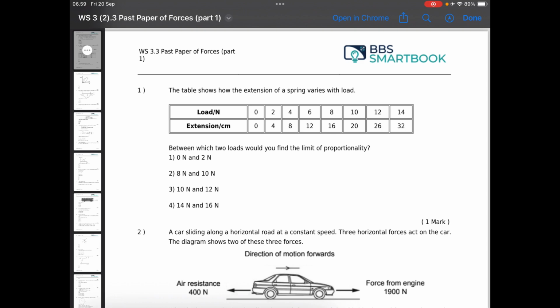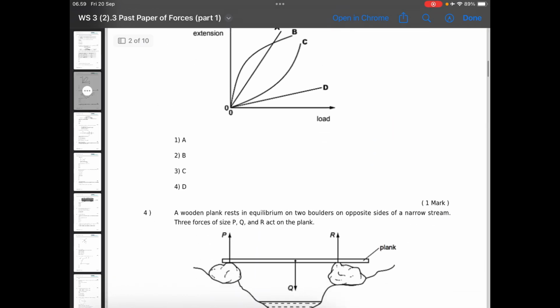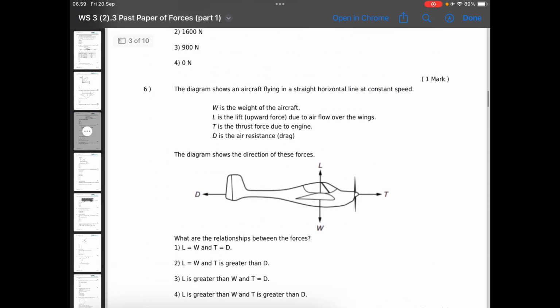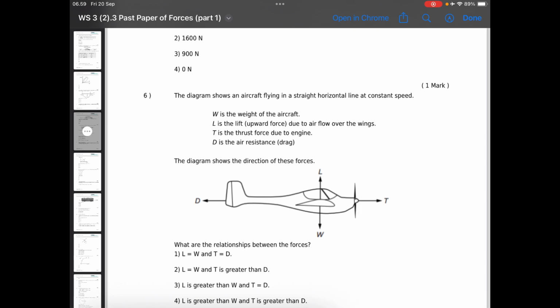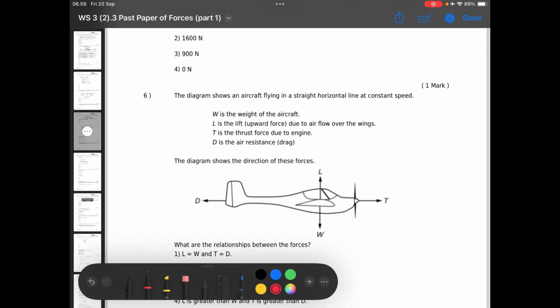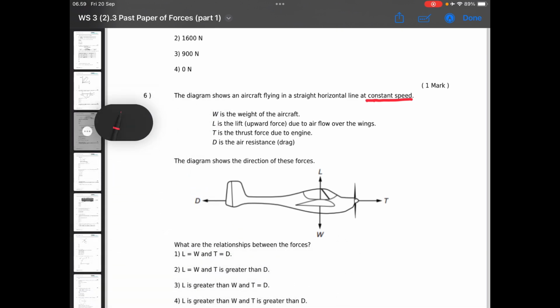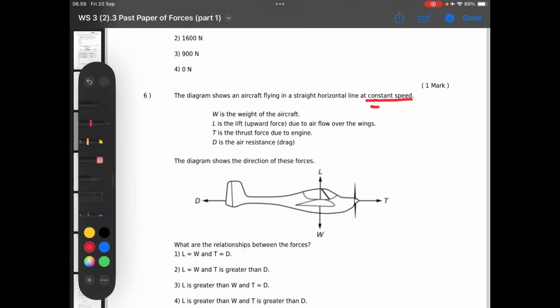Okay, now let's start. The first hard question is question number 6. The diagram shows an aircraft flying in a straight horizontal line at a constant speed. The keyword is constant speed. Constant speed means the speed doesn't change. So is there any acceleration? No. So we can say acceleration is 0.